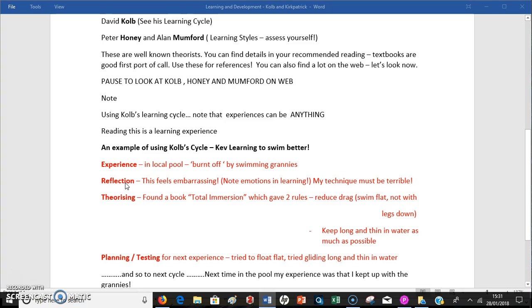And it wasn't until a few days later, actually, that I was in a bookshop, and I found this book called Total Immersion, How to Swim Better and Faster, and it was by an Olympic swimming coach. And I read the book, and there were various rules, but here are two of them. One of them was you should reduce your drag, so swim flat, not with your legs down. And I thought, I'm not doing that. And the other thing was try to keep long and thin in the water as much as possible.